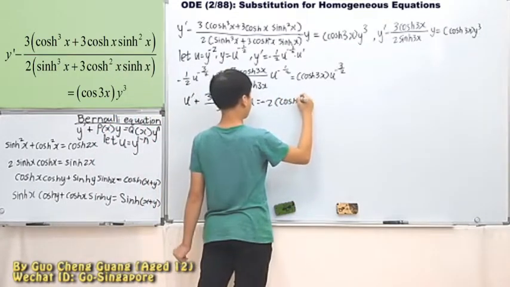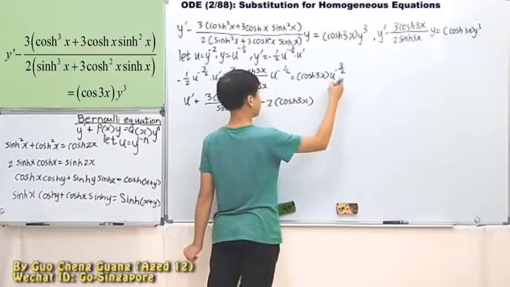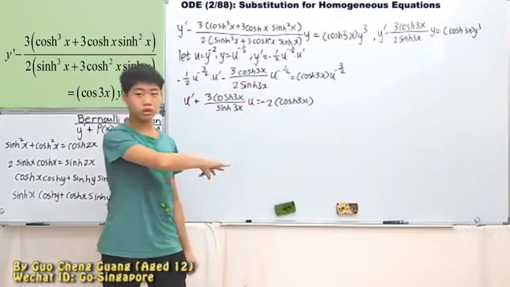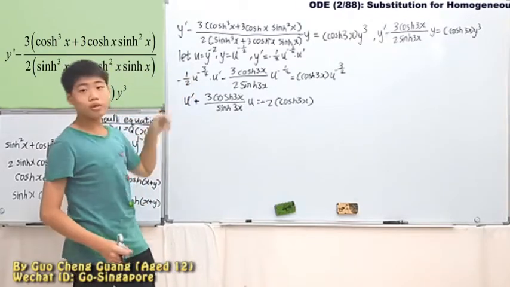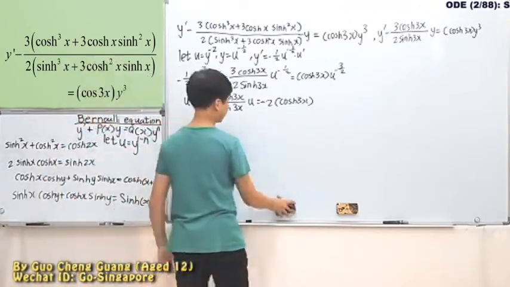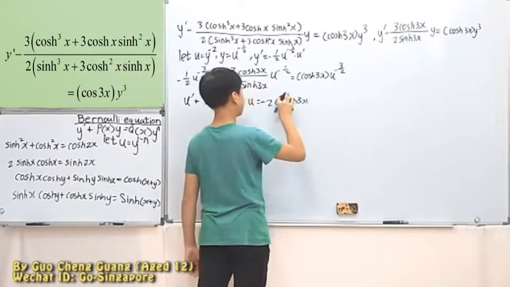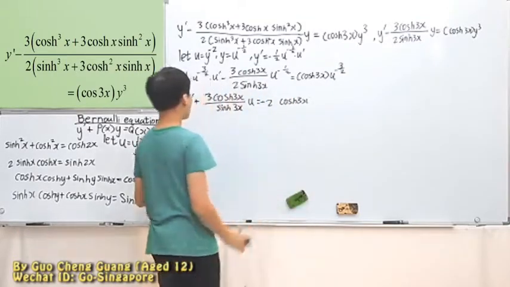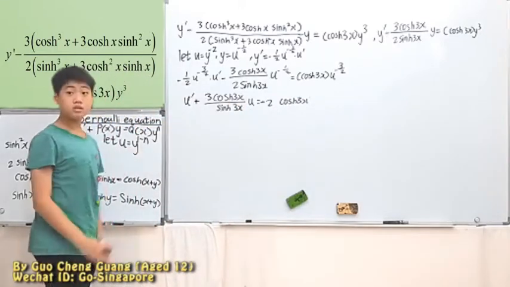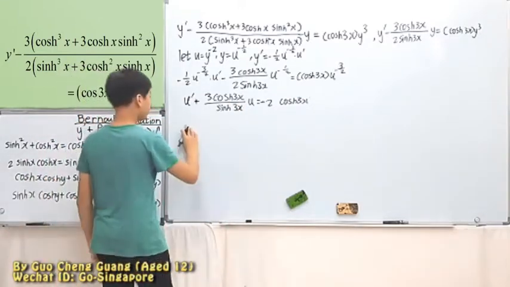Then these other parts, some stay the same. This u, gone. Because we times u to the power of 3 over 2 on both sides. So that means here, this bracket will also not be needed. Okay, so this is what you have.